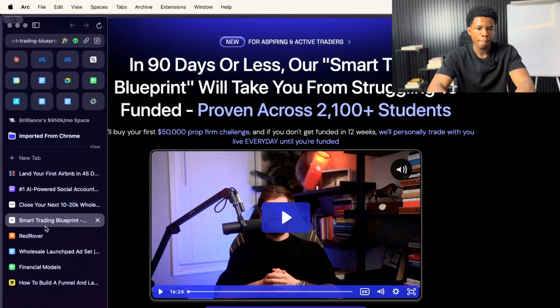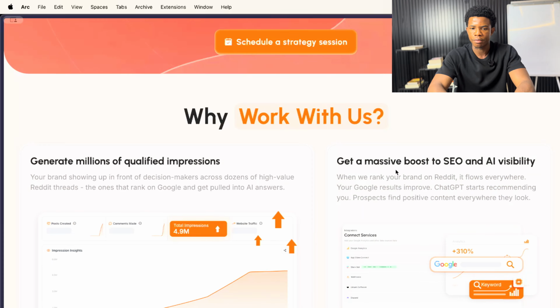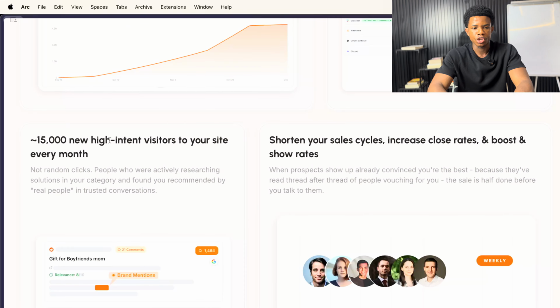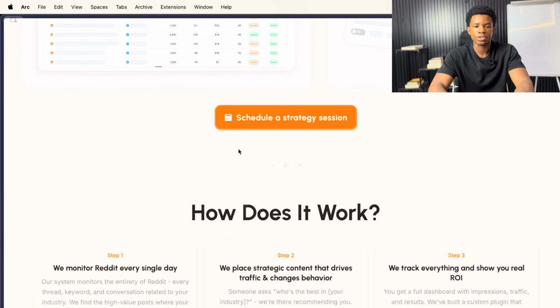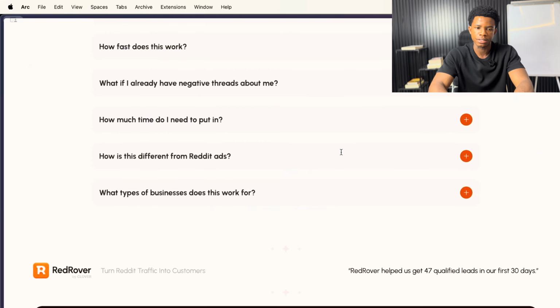And when you take a look at Red Road, for example, it's very simple. You can see why work with us: generate millions of qualified impressions, get a massive boost to SEO and AI visibility, 15,000 new high-intent visitors to your site, shorten your sales cycle, increase your close rates. It's very easy to just skim through this and understand, okay, I know what this is and I want this, without reading everything step by step.